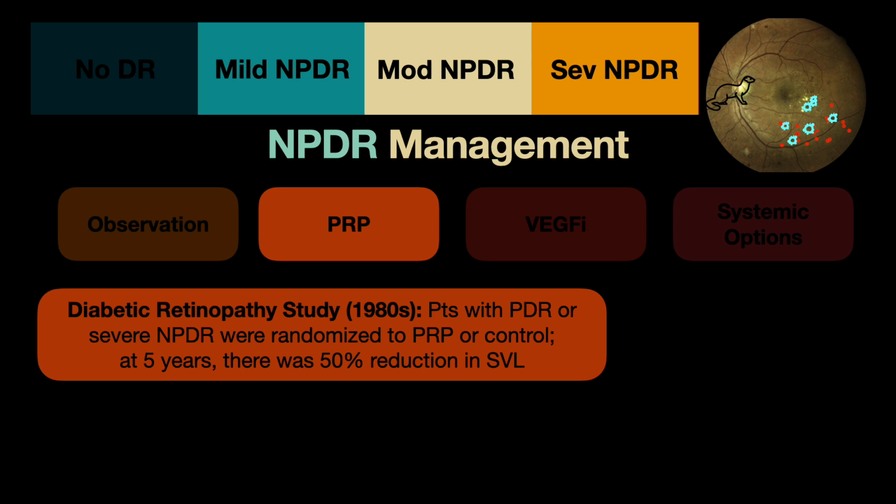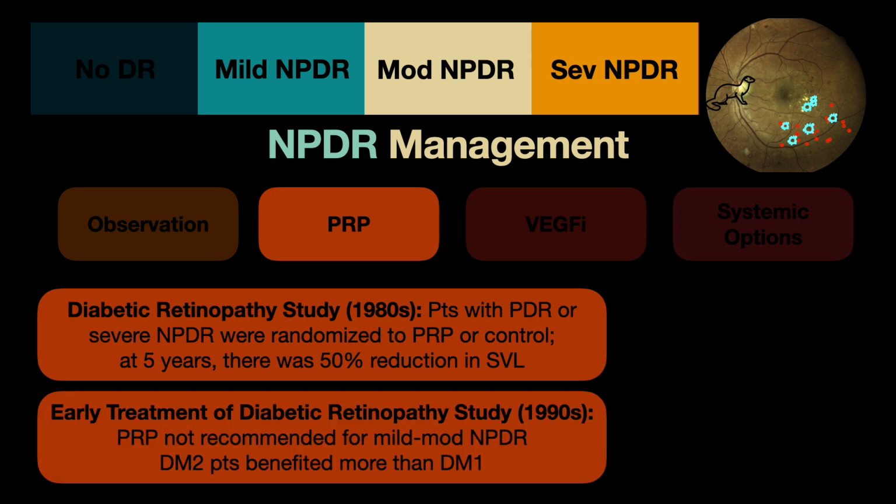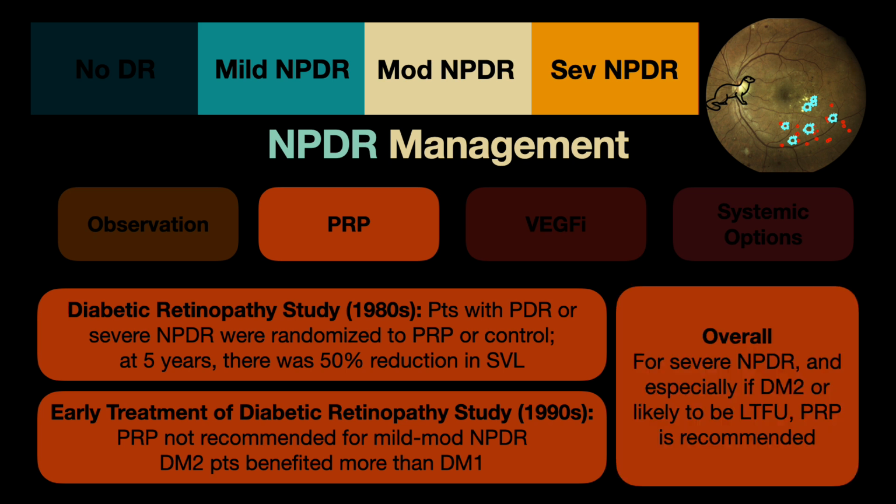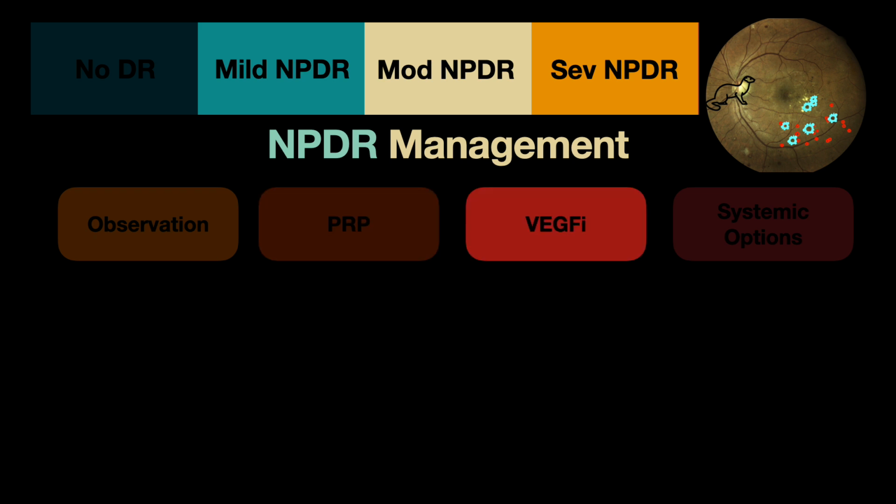We studied this a long time ago. Folks with PDR or severe NPDR are randomized to PRP or control, and lo and behold, 5 years, 50% reduction in severe vision loss. ETDRS in the 90s, before most of you were born, PRP was not recommended for mild to moderate NPDR, and type 2 diabetics benefited more than type 1. I don't want to worry about the second part. Overall, for severe NPDR, and especially if they're diabetic type 2, or if they're likely to be lost to follow-up, I would do PRP. Otherwise, I'd follow.